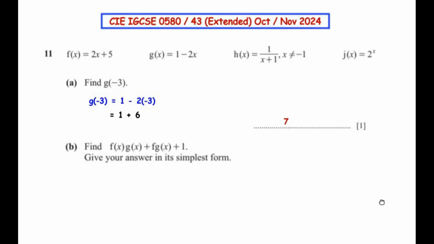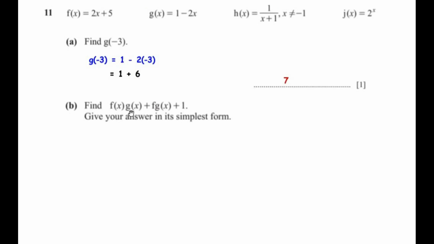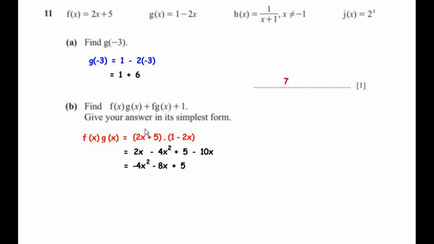Now moving on to the next question. Find f of x times g of x plus f of g of x plus 1. Let us do this step by step, starting with f of x times g of x. We have been given the functions f of x and g of x, so we have to multiply these two functions. Here we have 2x plus 5 multiplied with 1 minus 2x.